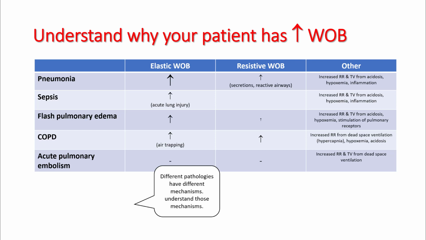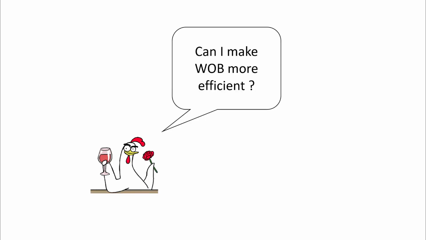Patients with COPD can air trap, so they can have higher elastic work of breathing, and they also have increased resistive work of breathing. On top of that, they will have dead space ventilation causing hypercapnia, thus increasing the respiratory rate, causing more air trapping. So try to understand why your patient has increased work of breathing and try to see how we can minimize this. Your job on the floor is to make the work of breathing more efficient, and if the patient is failing or tiring out, it's absolutely okay to go and control their airway and intubate them.